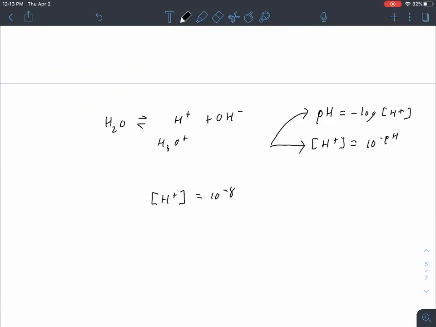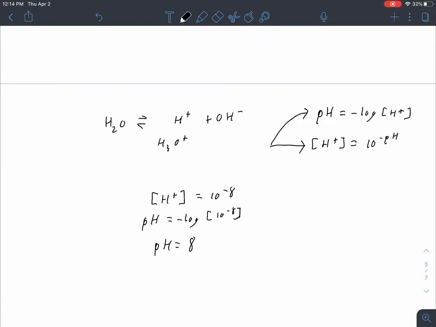And so for example, let's imagine that we were given a hydronium concentration equal to 10 to the negative 8. So if we wanted to find the pH, we plug it into that first equation in the top right. So pH equals negative log of the concentration of our hydronium, in this case 10 to the negative 8. And you can go ahead and plug that into a calculator and find out that the pH would be 8.